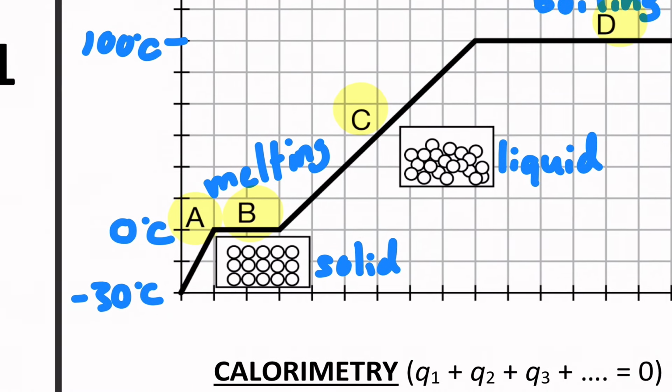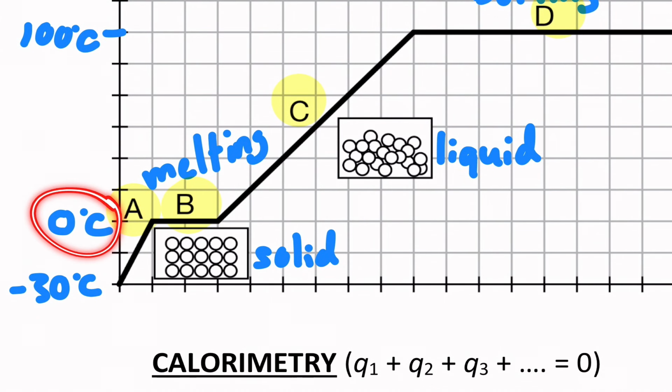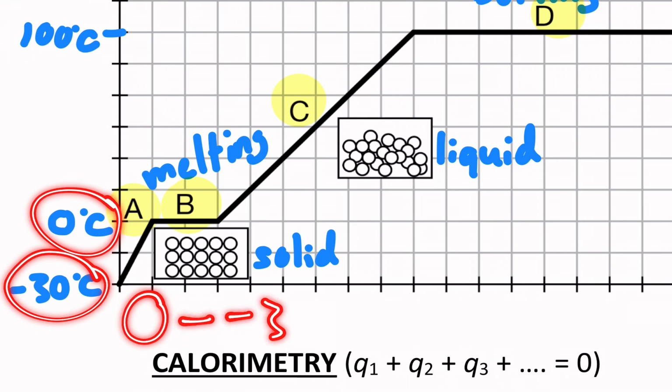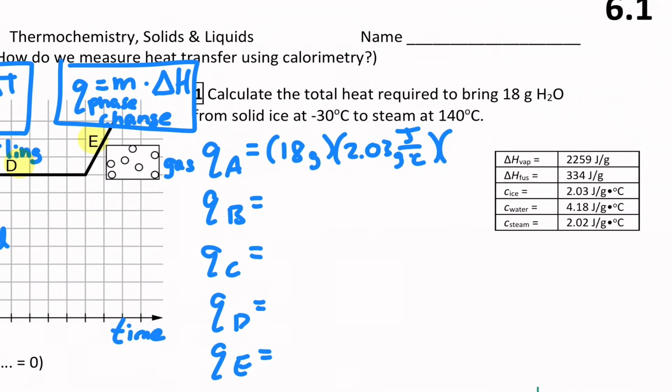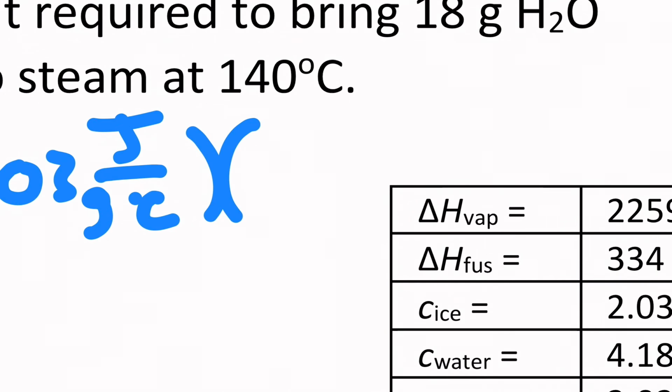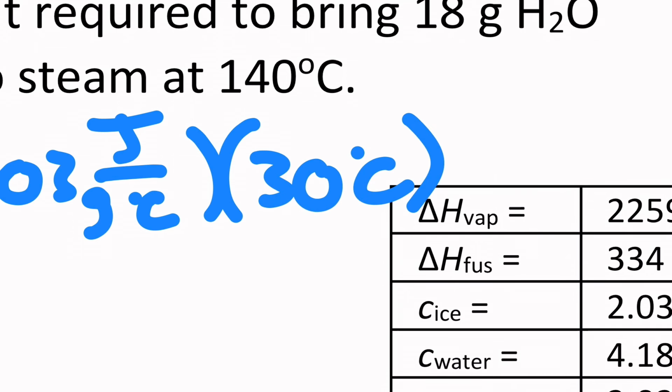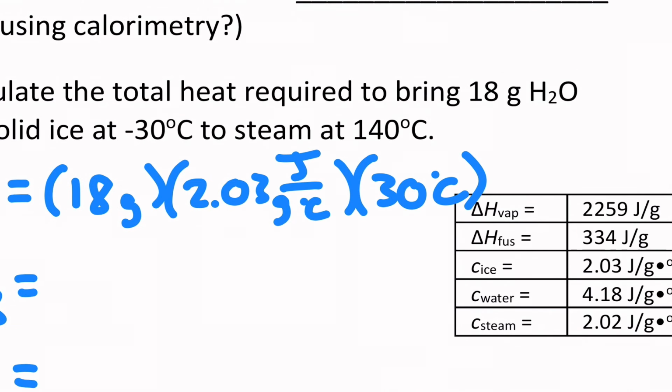So our final temperature for segment A is 0, and our initial is minus 30. So 0 minus negative 30 is actually a positive delta T of 30. Don't get the signs confused, or you'll get incorrect numerical values. So 30 degrees Celsius. You can see here units take care of themselves. Grams cancels with grams, Celsius and Celsius, you're left with joules.